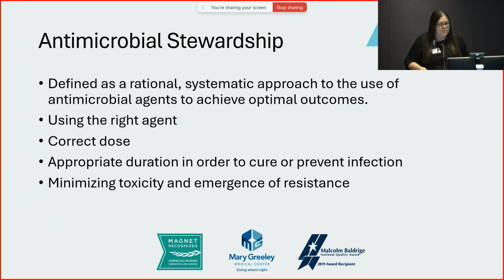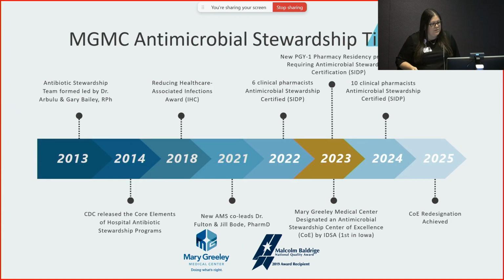Antimicrobial stewardship, for those who need a reminder, is a rational, systematic approach of the use of antimicrobial agents to achieve optimal outcomes. I'll try not to keep reading off the slides, but it's using the right agent at the correct dose for the right time, and we want to minimize adverse events and resistance. So these are everything that drives the work we do. These are the core features.